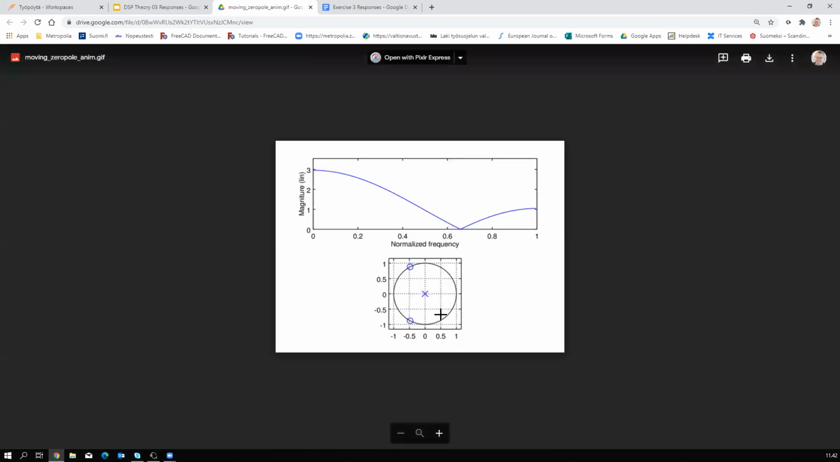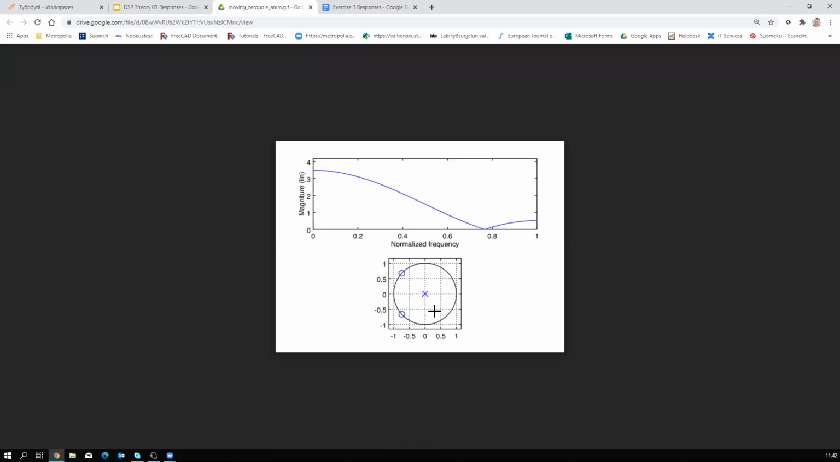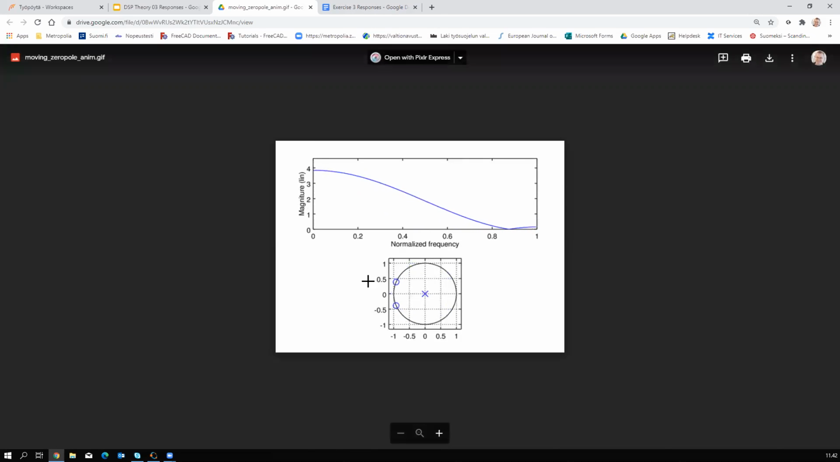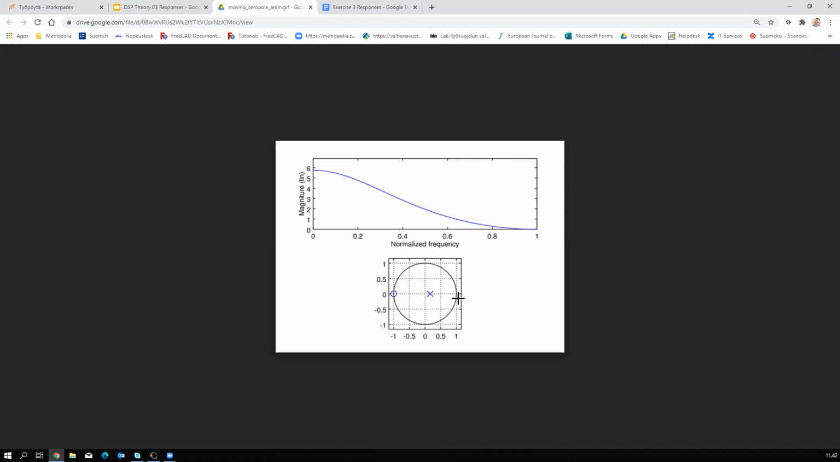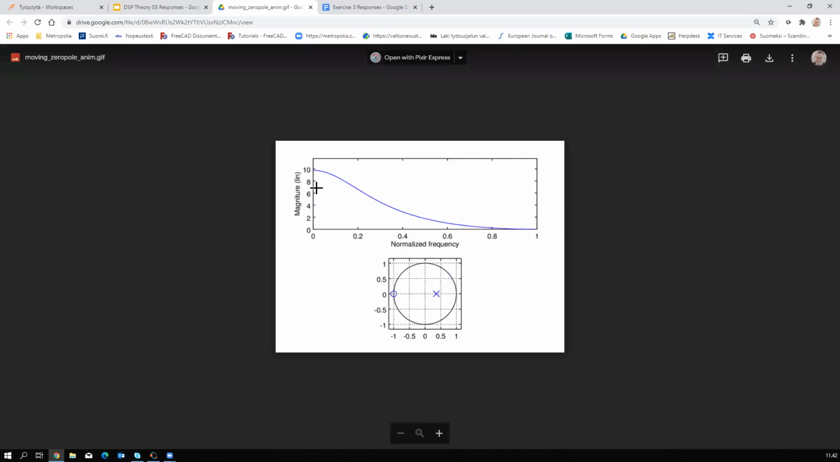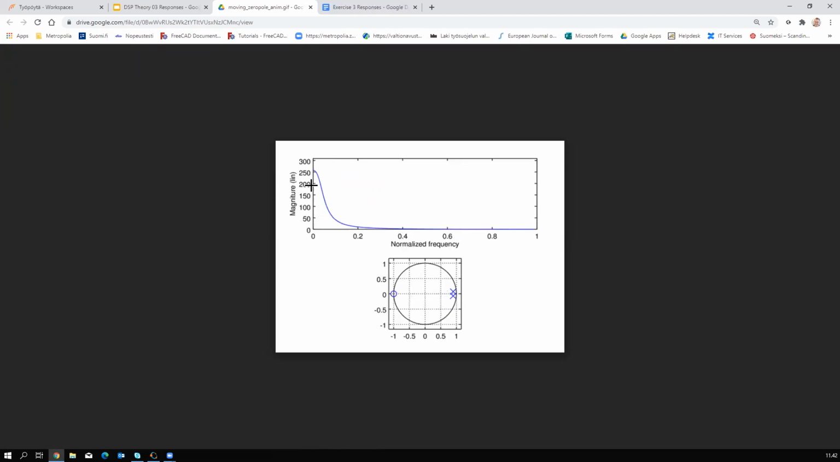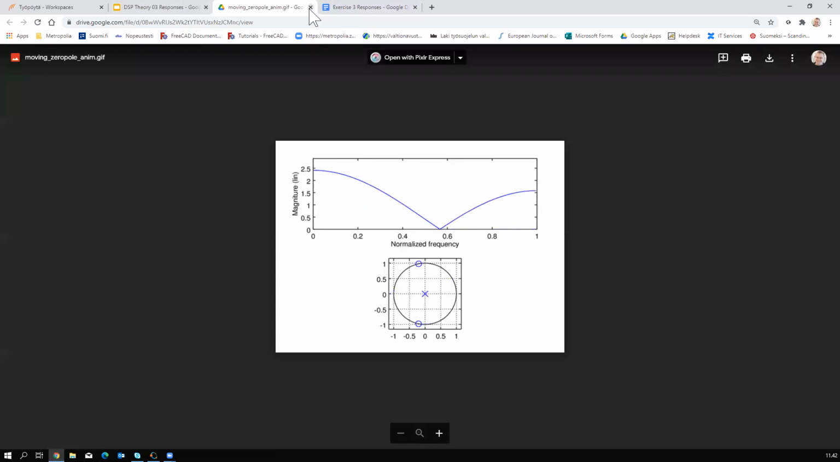Okay, now it actually started that one again. So first moving the zeros, and now we are moving the pole again, increasing the magnitude response. Then I split the poles and start moving this gain on different angles. Okay, and Q factor keeps being about constant.